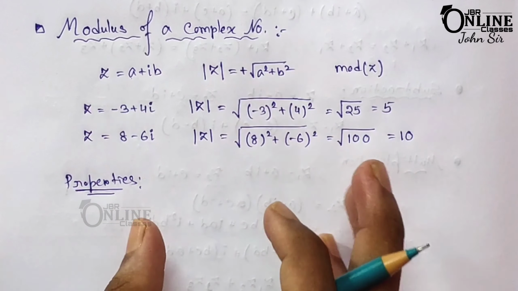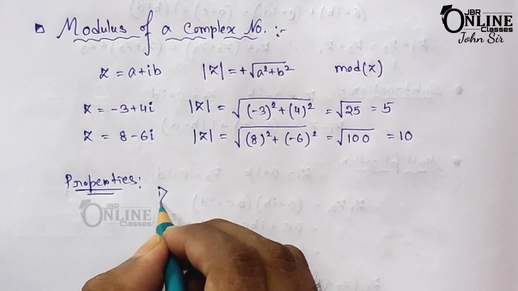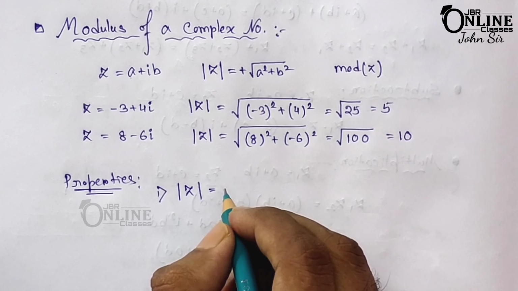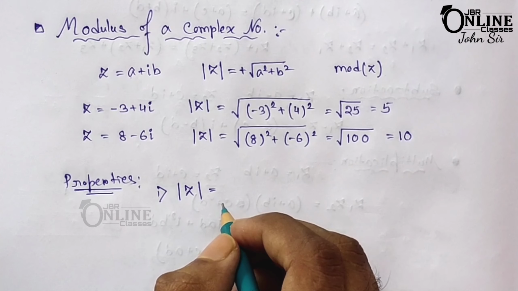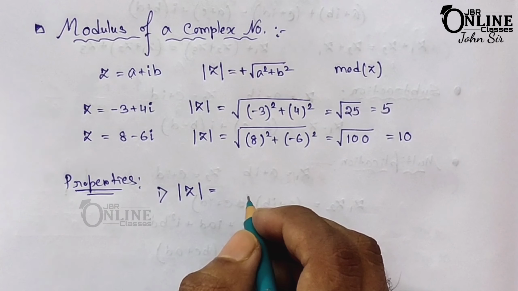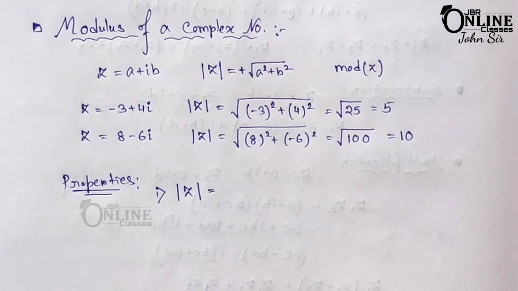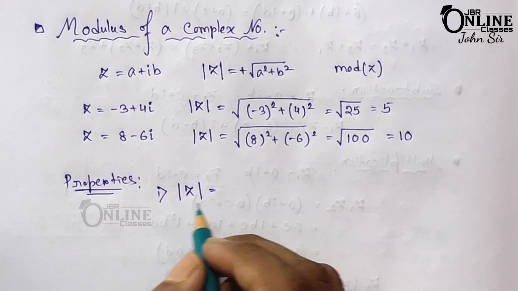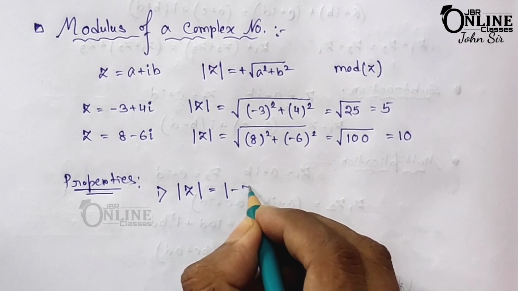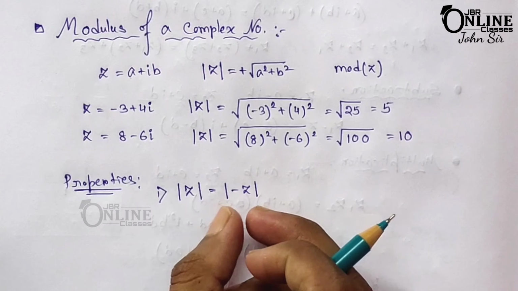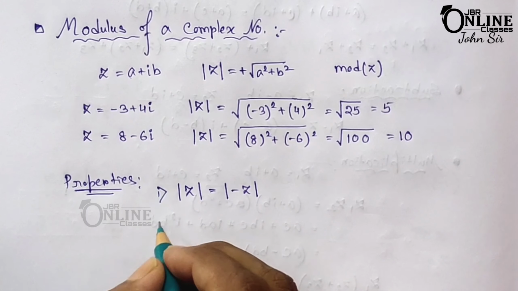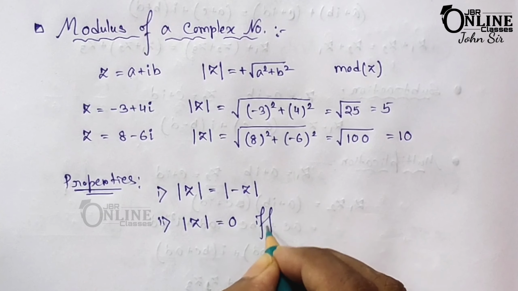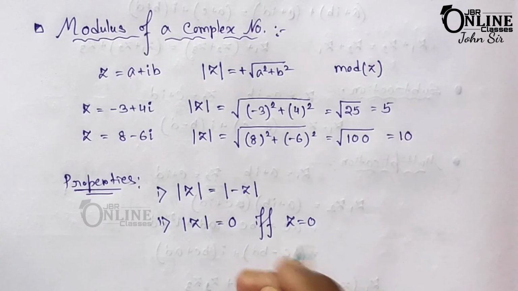Properties of the modulus of the complex number. So here the first property is mod z equal to mod minus z. Okay, so mod of minus z equals mod z. Then the second property is mod z equal to 0 if and only if z equal to 0.